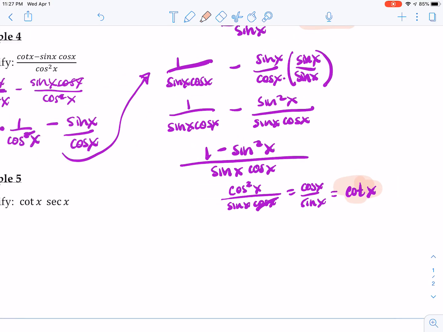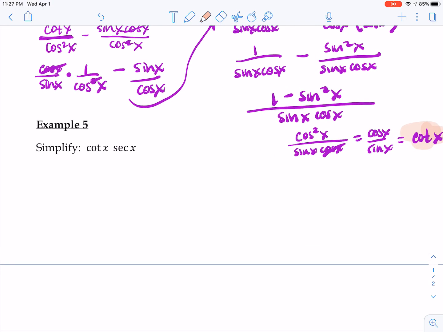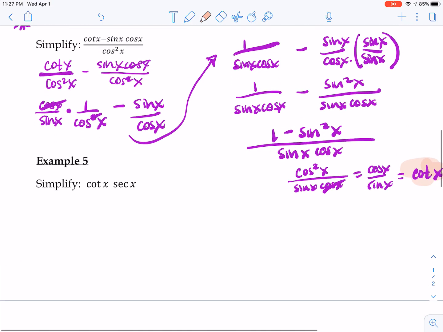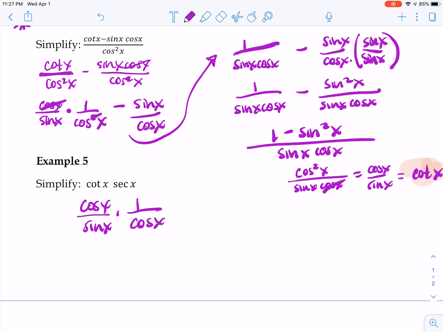All right. Last one is going to be way easy. That one was our challenge one for the day. This one's super easy. This is something you should easily be able to do. Cotangent is cosine x over sine x. This is understood to be multiplication, and that's going to be 1 over cosine x. Cancel, cancel. We get 1 over sine x, which is cosecant x. Boom. Okay?